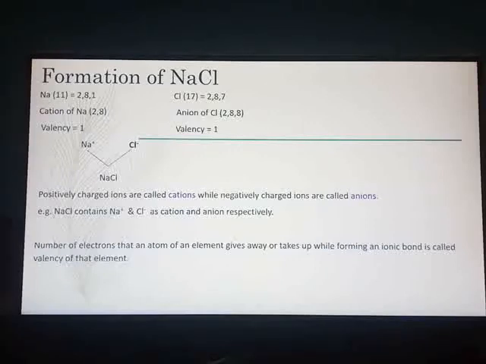So what do you mean by valency? In other terms, the number of electrons that an atom of an element gives away or takes up while forming an ionic bond is called the valency of that element.